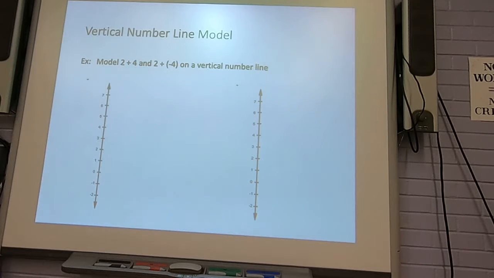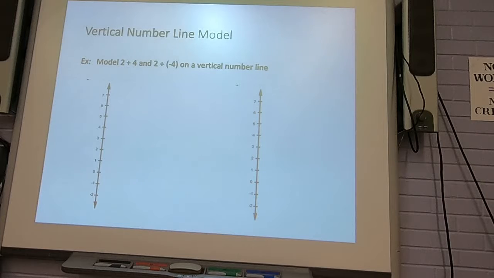Alright, so these two problems, they didn't really do a good job in the Eureka module, so I'd like you to copy these number lines. And you do it basically the same way. Only this time counting up makes more sense because you're actually going up, and counting down, you're actually going down.